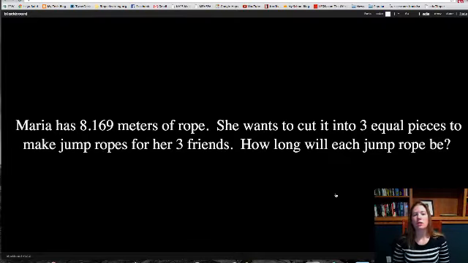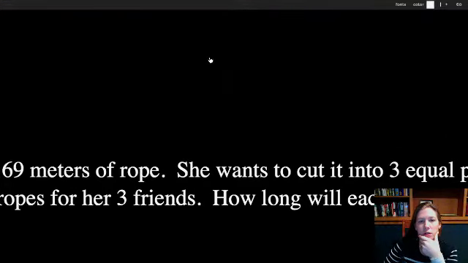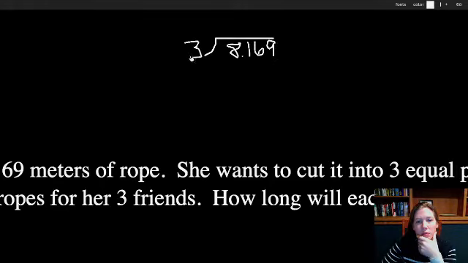Okay, now on to our next one, which is dividing with decimals. So Maria has 8 and 169 thousandths meters of rope. She wants to cut it into 3 equal pieces to make jump ropes for her 3 friends. How long will each jump rope be? So we need to divide that number out. So if I write that out up here, again, our decimal's on the inside, which means we're going to be moving it to the left in our answer. If it was on the outside, we'd be moving it to the right.